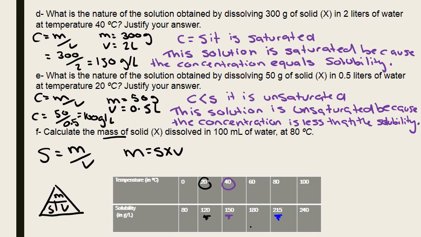So that equals 215 times the volume. Now the volume is 100 ml. We work in litres, so we have to divide this by 1,000, which gives us 0.1 litres. So 215 times 0.1 equals 21.5 grams.